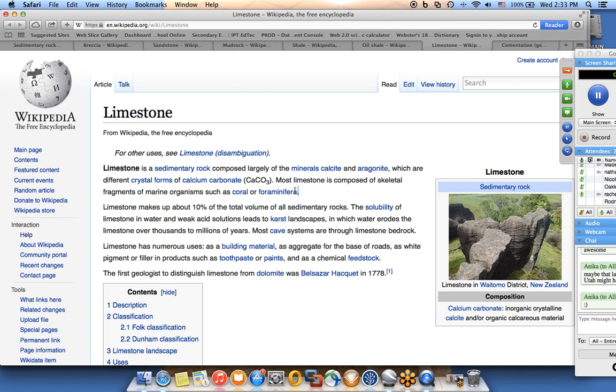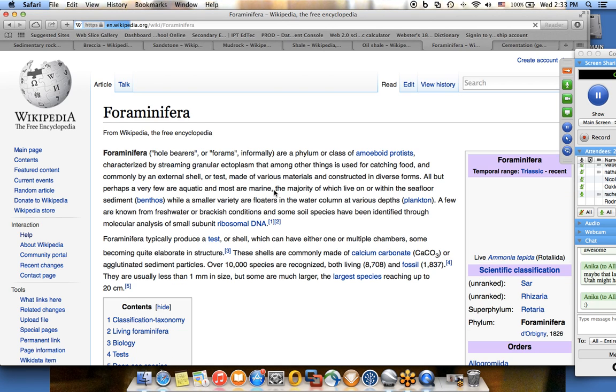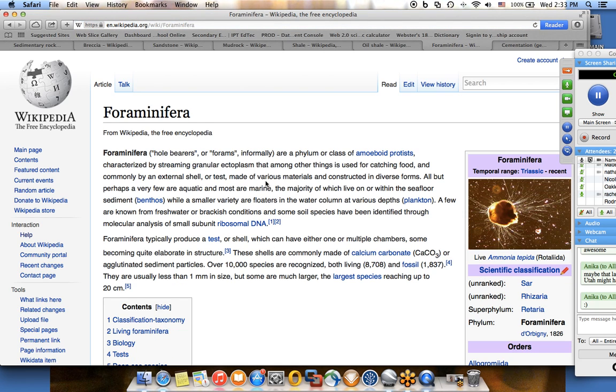I have never heard of this term. I have no idea what that is, and so I'm going to click and see what foraminifera is. Okay, so I think that it says they are a class of amoeboid protists. So these are very, very small organisms. Very, very small.